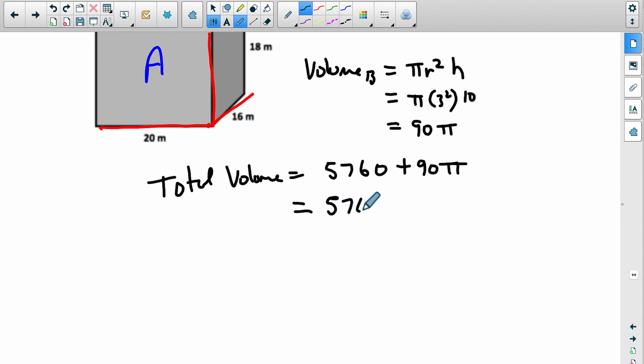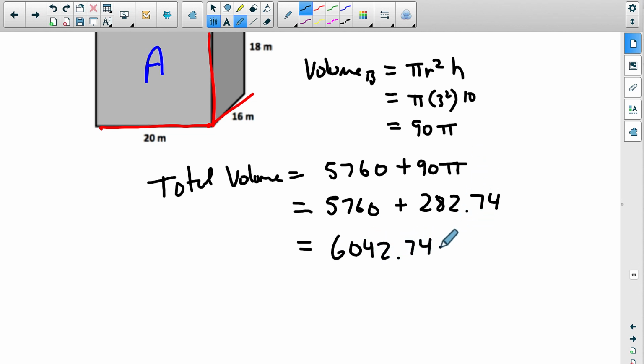So what I'll do is I'll keep the 5,760 and I'll multiply 90 times, and I'll use the pi button on my calculator. That'll give me my most accurate answer possible. So 90 times pi is equal to 282, and I'll do 2 decimal places, 74. And now I could add on the 5,760, and I get my final answer, which is 6,042.74.